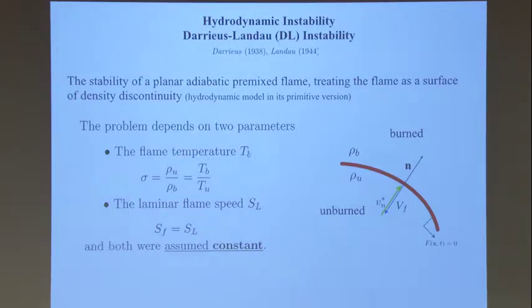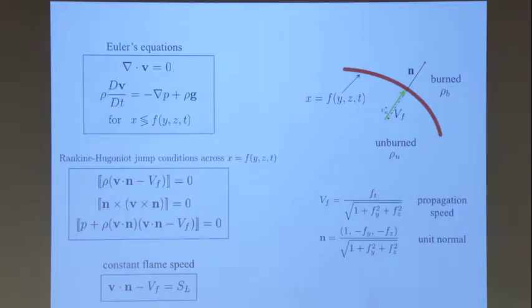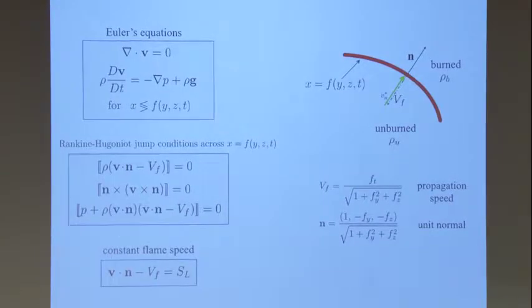So I want to start focusing on just this model, and then I will add to it what we have learned since. So those are two assumptions, and now what you do, you look at your system of equations. You have the Euler equation on either side of the flame. You have these jump relations, which is the Rankine-Hugoniot relation, and the flame speed is a constant equal to S_L. The ∇F and n are geometric quantities, which we know: that's a unit normal and that's a propagation speed.